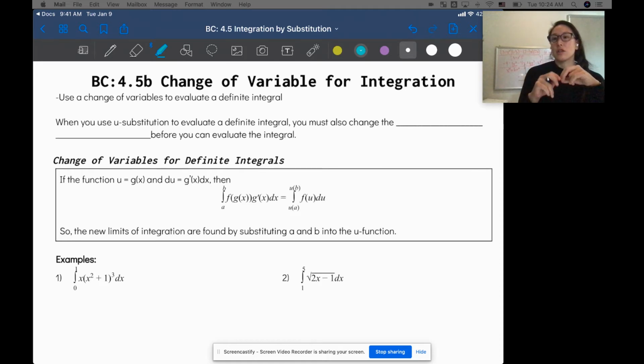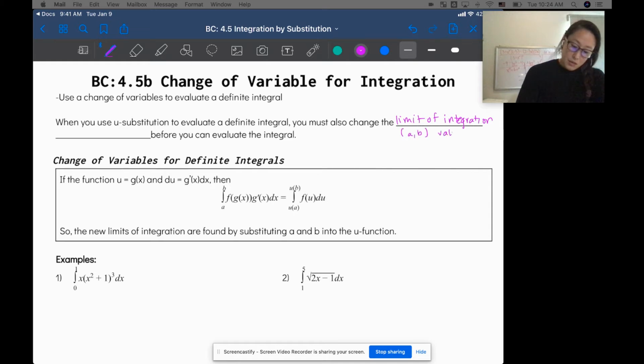equation so that it's written in terms of u, we also will have to change our limits of integration. So our lower and upper bounds of integration. Oh, you can't write in highlighter. Okay, the limits of integration will have to change when you change the variable that you're taking the integral with respect to, okay?